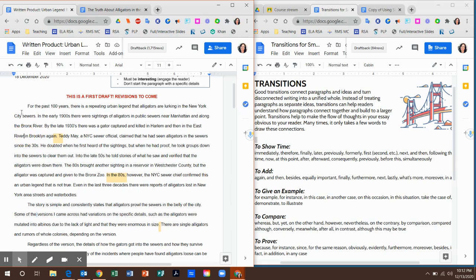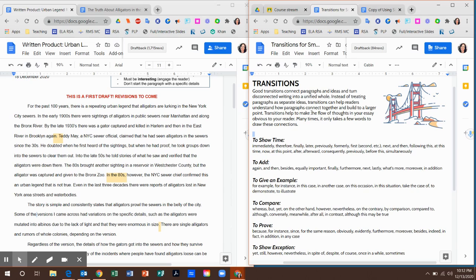So we'll start with the topic sentence. I'm going to read through and then use the resource over here to try to figure out which transitional phrases and word choice I can mess around with a little bit to improve my writing and make it clearer. So we'll start with that first paragraph. For the past 100 years, there is a repeating urban legend that alligators are lurking in the New York City sewers. In the early 1900s, there were sightings of alligators in public sewers near Manhattan and along the Bronx River.